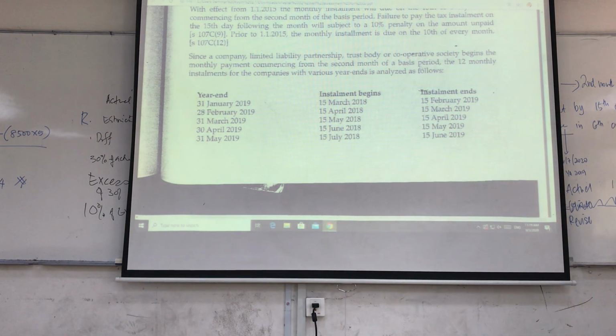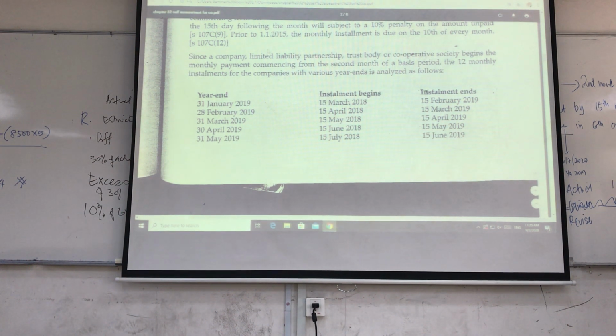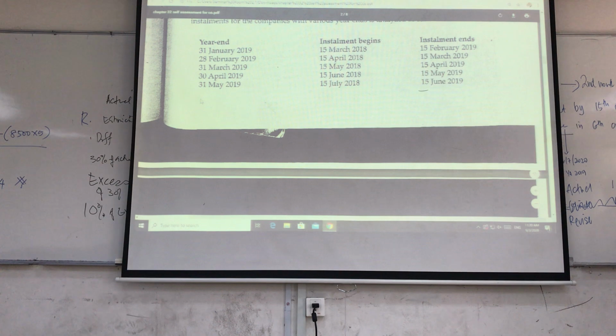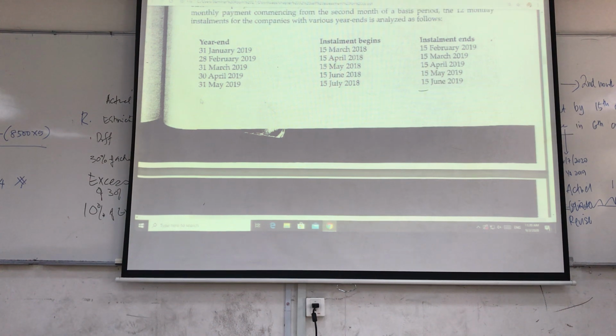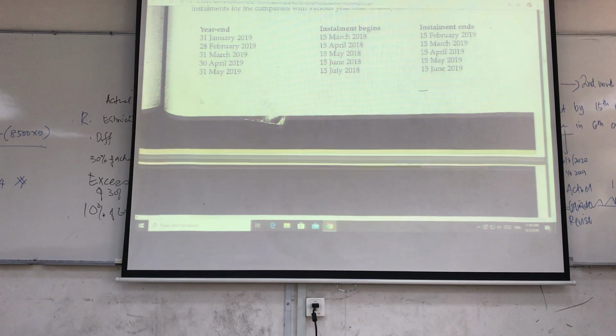Because all companies have different year ends. But of course, most company year ends are December, June, March, and January. Then you can refer to this table to see, for the different year ends, the beginning of the installment payment and when it stops.